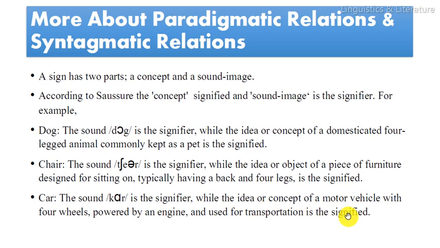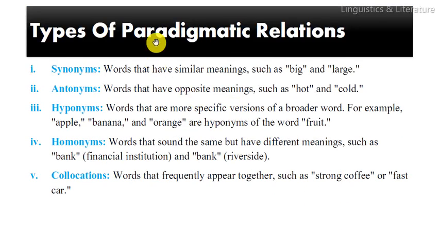Okay, now let us know about the types of paradigmatic relations. Number first, synonyms, words that have similar meanings such as big and large. Number second, antonyms, words that have opposite meanings such as hot and cold. Number third, hyponyms, words that are more specific versions of a broader word. For example, apple, banana, and orange are all hyponyms of the word fruit.